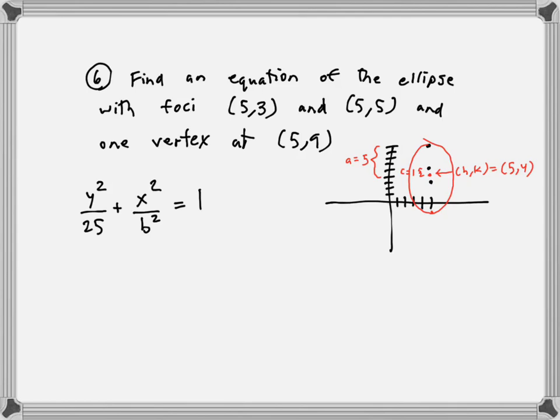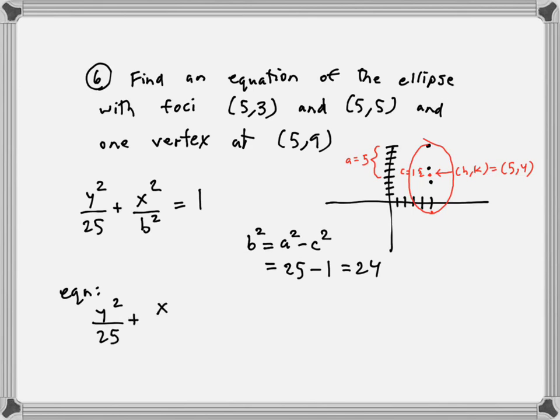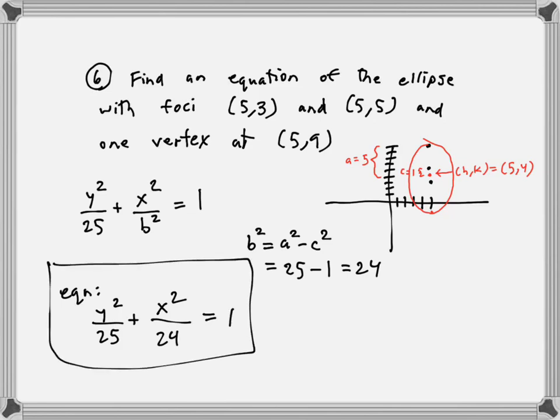So how do we find b? Well, b squared is always equal to a squared minus c squared in an ellipse. So this is equal to 25 minus 1, which is 24. So there you go. We've got our equation. Our equation is y squared over 25 plus x squared over 24 is equal to 1. Okay. Really not that bad.